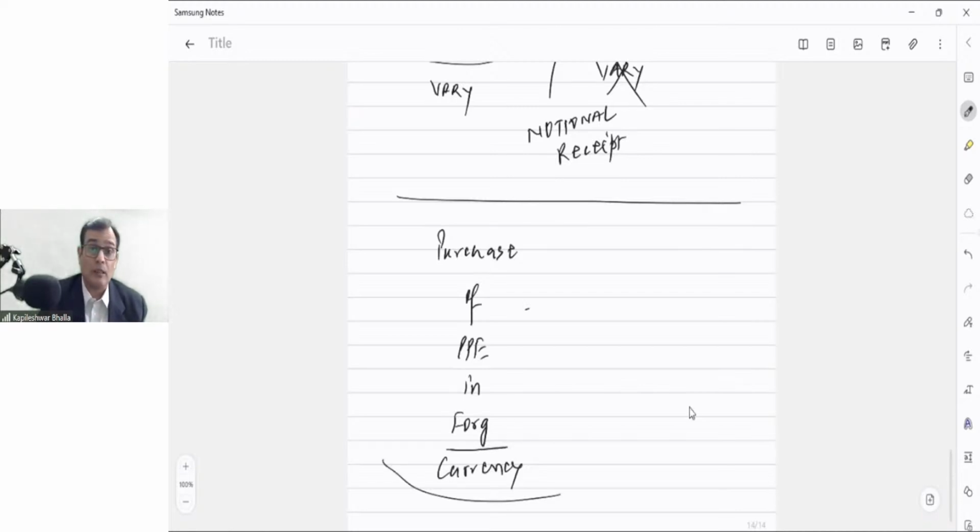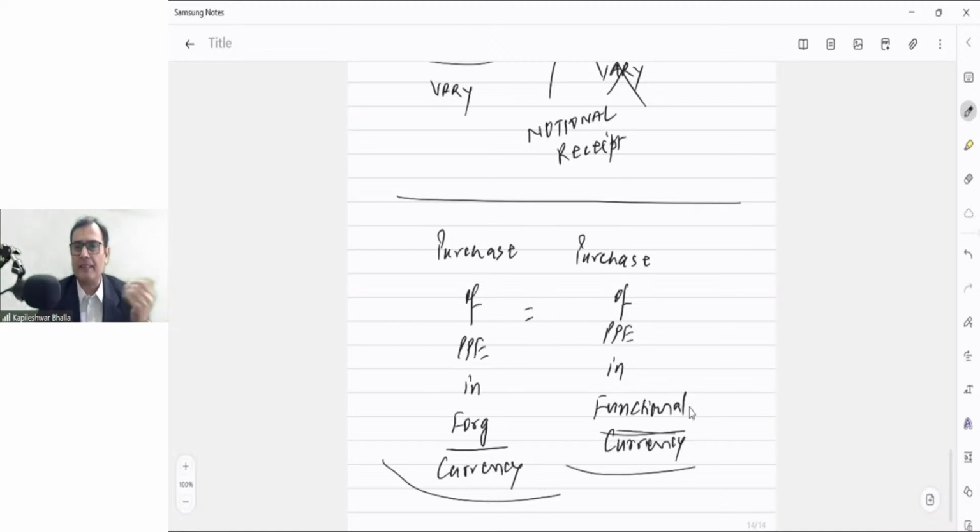I want to now create an accounting so that this variation in the cash flow is accounted separately. It doesn't disturb my accounting. So I said, okay, I'm going to put it like this, that there is a purchase of PPE. I think you can definitely complete the sentence: in a functional currency. I can definitely complete the sentence and say that there is a purchase in the functional currency. Can I say this would not lead to variations in the cash flow? Now, let me ask you the question.